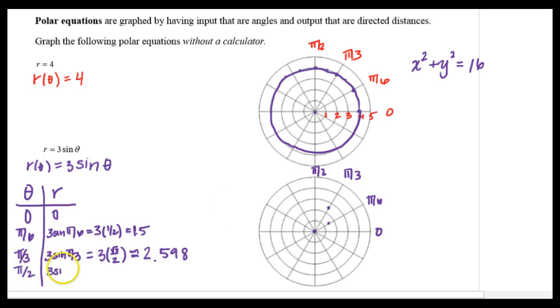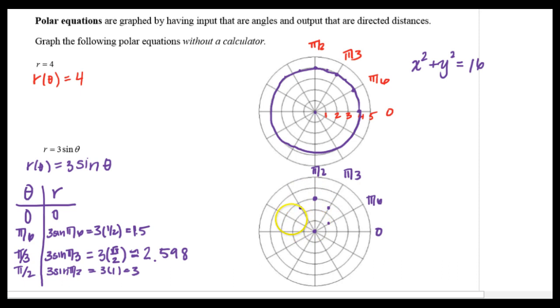So 3 sine of pi over 2. Sine of pi over 2 is 1, so 3 times 1 gives me 3. So that means at this angle here, I'm going to go out 1, 2, 3 towards it. And then I'm going to cheat and tell you a couple other values. So right here at 2 pi over 3, I'm actually going to be the same value again, 2.598.